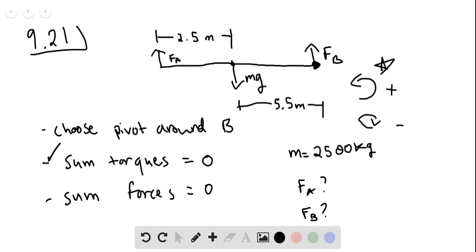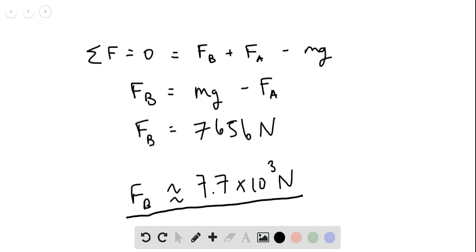Since we already summed the torques, we can sum the forces now. If we sum the forces, we can just see that FA and FB are the only two that are upwards, and MG is the only one downwards. And there's no X forces, so we can just sum all the Y forces. We can call these Y if we want, but that's the only forces in the problem anyway. Then you just add FB and FA, subtract MG, and do your algebra, and you should find that FB is about 7,700 newtons.